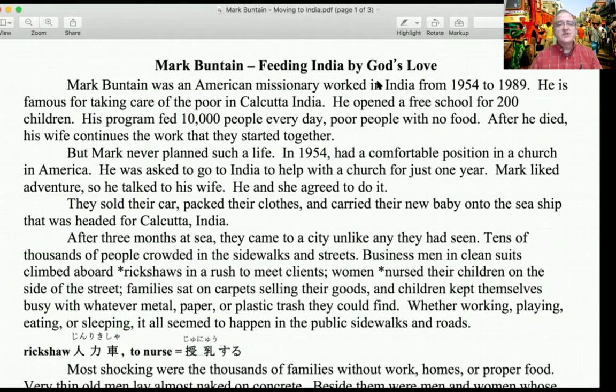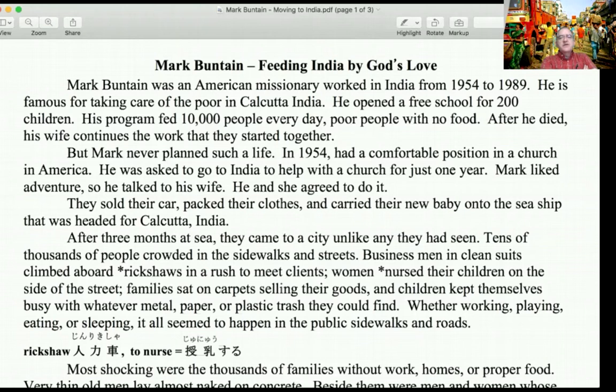Okay, this is a true story of an American missionary to India. Mark Buntain, Feeding India by God's Love. Mark Buntain was an American missionary who worked in India from 1954 to 1989. He is famous for taking care of the poor in Calcutta, India.